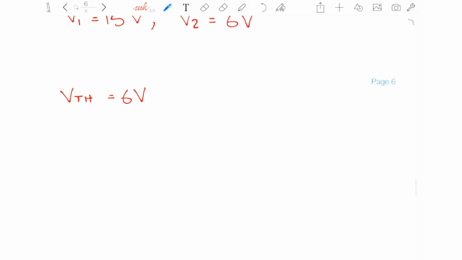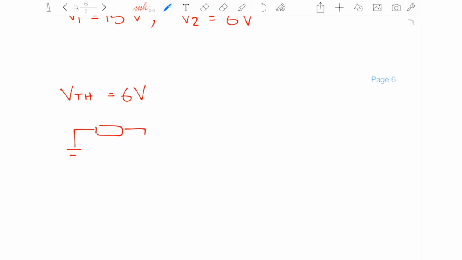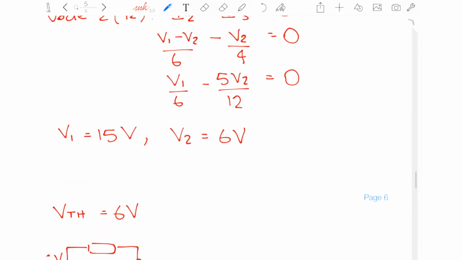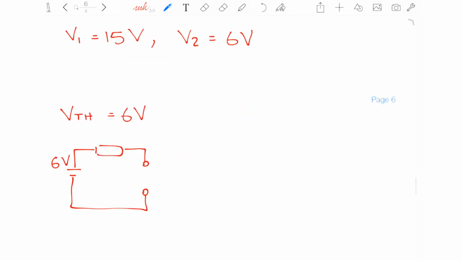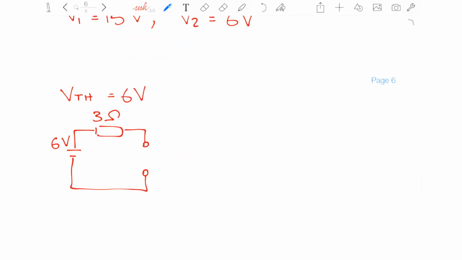We can then redraw our circuit with your power source and a series resistor with the load resistance. So we have 6 volts, and we calculated the total resistance to be 3 ohms. And this is your Thevenin equivalent circuit.